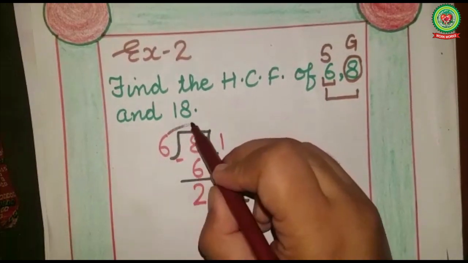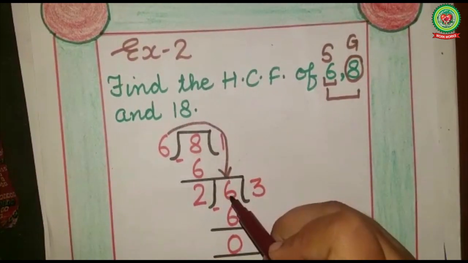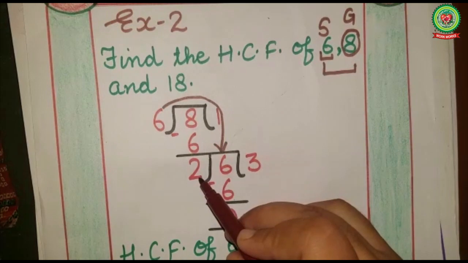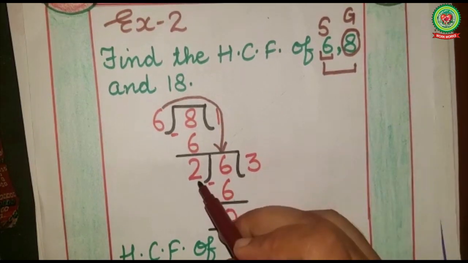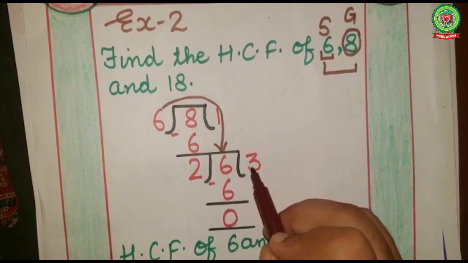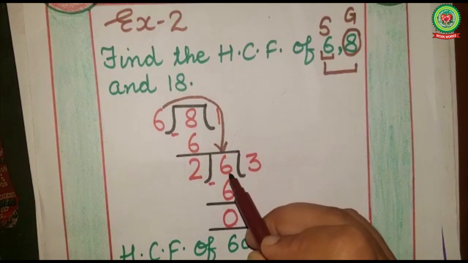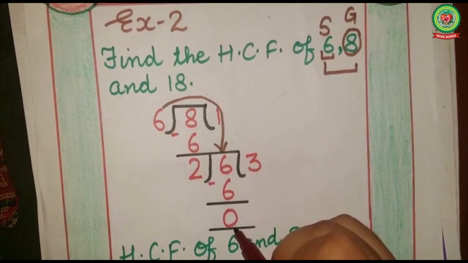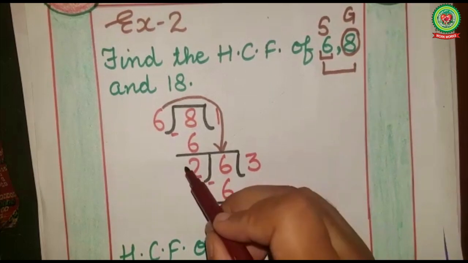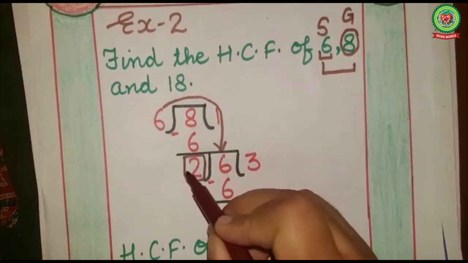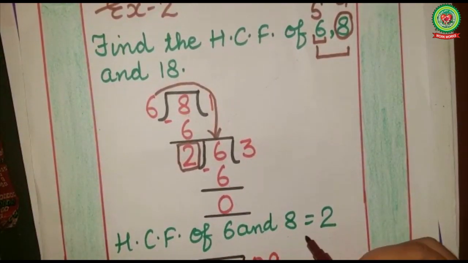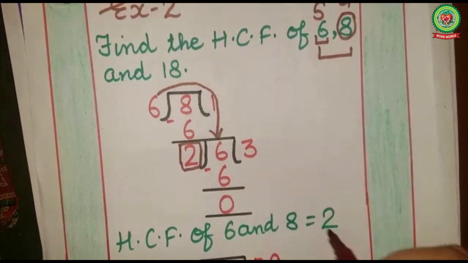And the previous divisor will become the dividend, because we have to do divisor by the remainder. Now check on 2 table 6 comes or not. Yes, on 2 table 6 comes. 2 3s are 6. Next step is minus. 6 minus 6 is equals to 0. Remainder 0. That means we will not do divide again. And divisor of this divide is the HCF. So HCF of 6 and 8 is equals to 2.